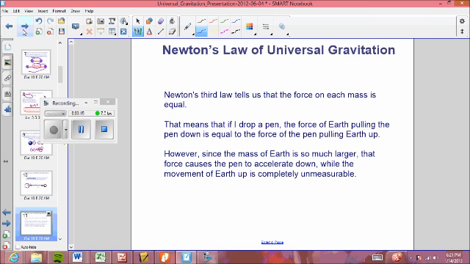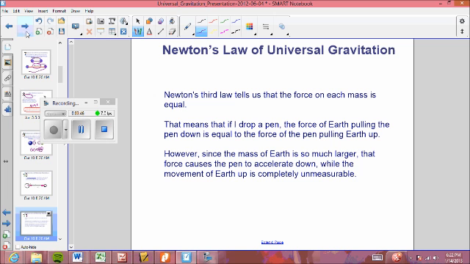Newton's third law tells us that the force on each mass is equal. So if you remember, Newton's third law was that there were equal and opposite forces. That means that if I drop a pen, the force of the Earth pulling the pen down is equal to the force of the pen pulling the Earth up. However, since the mass of the Earth is so much larger, that force causes the pen to accelerate down, while the movement of Earth up is completely unmeasurable. Since the pen is so much smaller, the movement of the Earth moving up is so tiny that you don't even notice it.